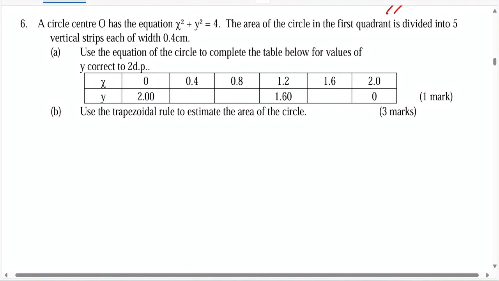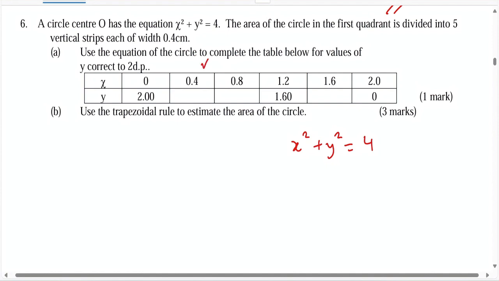The values of y are 2.00, then a dash for the next ones, 1.60 and the other one is 0. So your answers must be correct to 2 decimal places. Okay? So let's find out the y values. Your equation is x² plus y² equal to 4. Basically you can make y the subject of the formula, or let's just substitute the way you see.